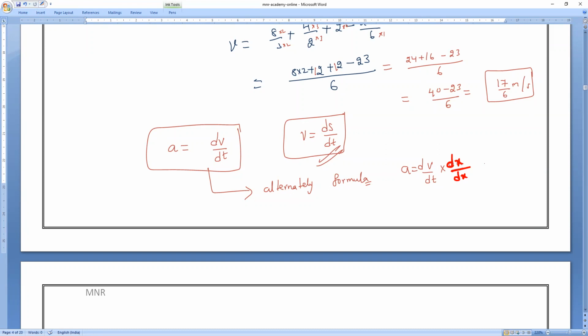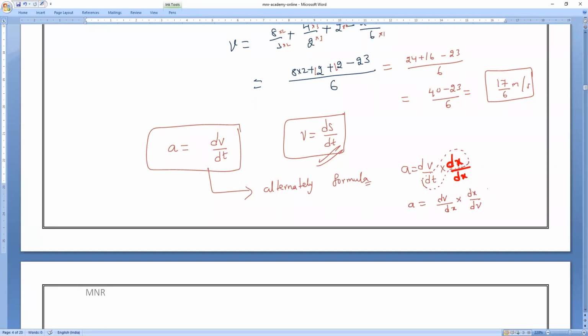Clear? Now can I write? Observe very carefully. Here dx by dt is there. We have already studied, distance by time will give you what? Speed. So I will modify this one as dv by dx into dx by dt.